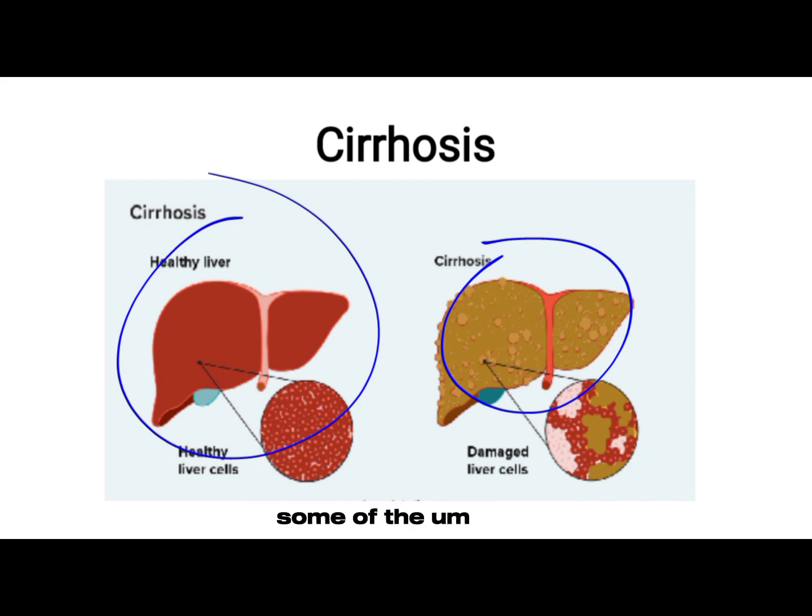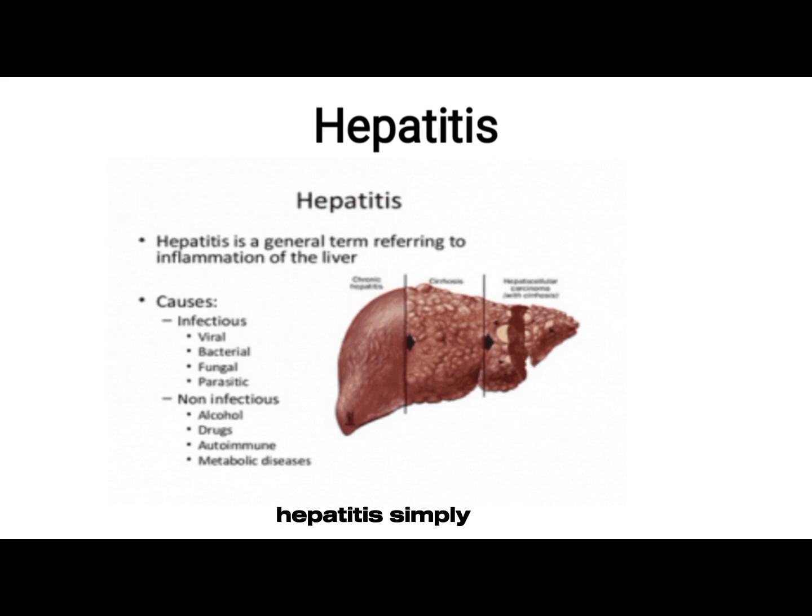I'm still going to talk about some of the effects of the liver diseases. Okay, let me talk about the next one, that is hepatitis. Hepatitis simply means inflammation of the liver. The word hepa means liver. Titis means what? It means inflammation. So whatever results in inflammation of the liver is called hepatitis.